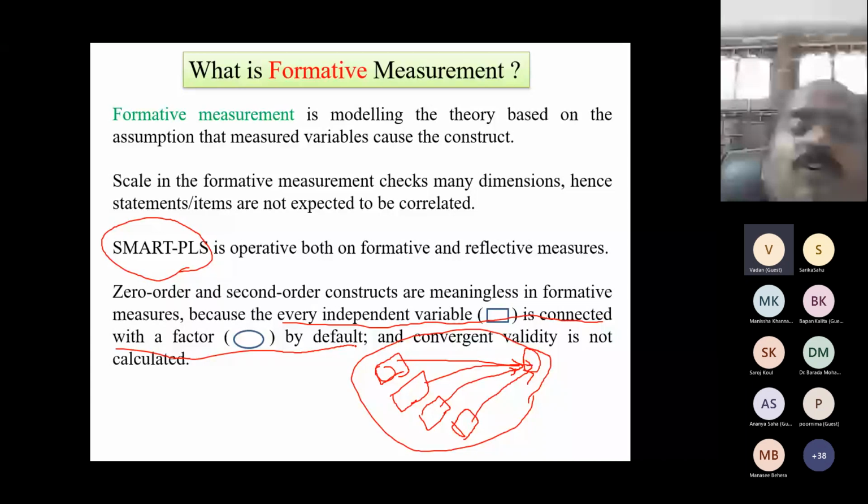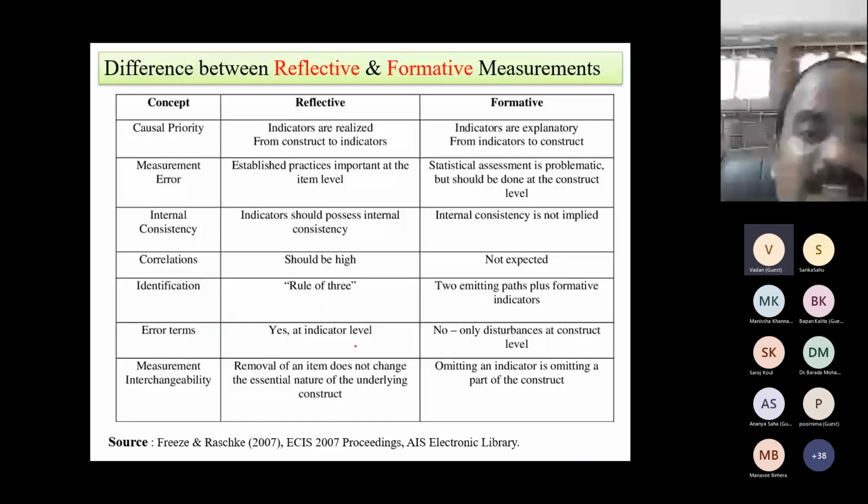Nothing wrong. Now look at the difference. What is that? Causal priority. I have already said, in reflective, indicators are realized from the construct. But in the formative, indicators are explanatory, and the direction is from the indicator to the construct, which I have said just now.